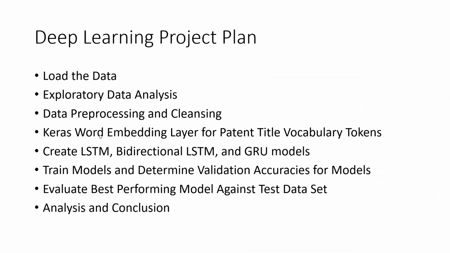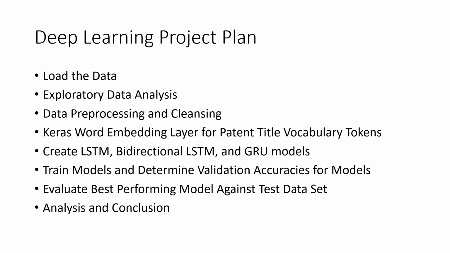So the first thing we've got to do is embed all the words, and I'm using the Keras API. Then I create my LSTM, bidirectional LSTM, and GRU models. And I'm actually going to have these three models compete against each other to see which does best on this classification problem. So as part of that, I've split my data set.